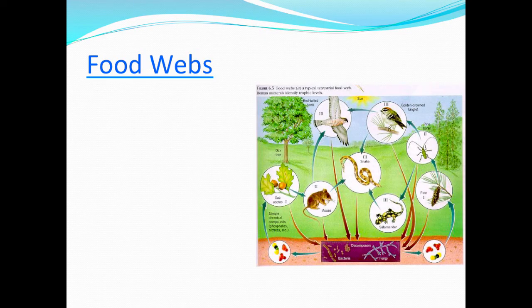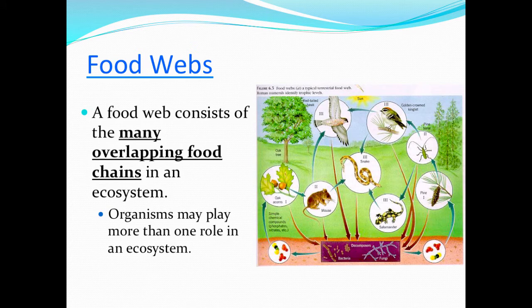So let's talk about a food web. The difference between a food chain and a food web is a food chain is just a series of organisms obtaining energy. A food web consists of many overlapping food chains in an ecosystem. So make sure you go ahead and write the definition for food web. Organisms may play more than one role in an ecosystem, and it all depends on the food chain that you're talking about. So for example, if I was going to say, the pine borer eats the pine, which gets eaten by the golden crown kinglet, which gets eaten by the hawk. That is a food chain. Or I could say that the pine goes to the pine borer, which goes to the salamander, which goes to the snake. Notice these two were the same in my food chain, but the food chain is different because the flow of energy went through different organisms.